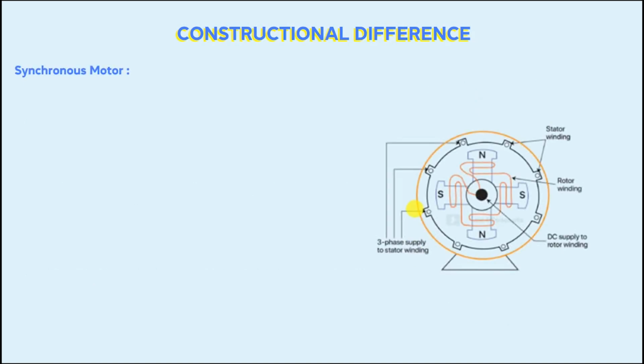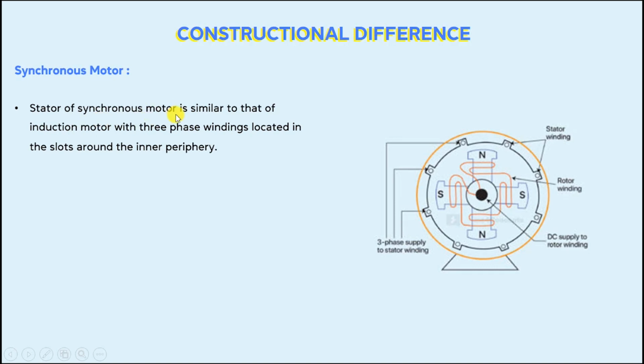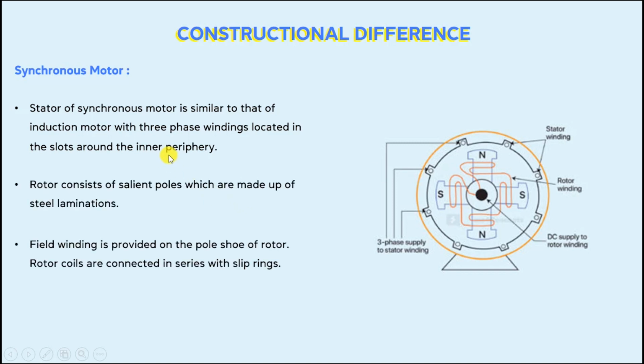Now let's discuss the construction of a synchronous motor. The stator of a synchronous motor is similar to that of an induction motor with three-phase windings located in the slots around the inner periphery. Here you can see this is the diagram of a synchronous motor, and you can see the stator winding slots which are similar to that in the induction motor. The three-phase windings have been provided in these slots. So basically the stator of a synchronous motor is similar to that of the induction motor.